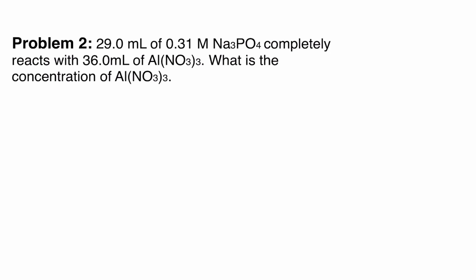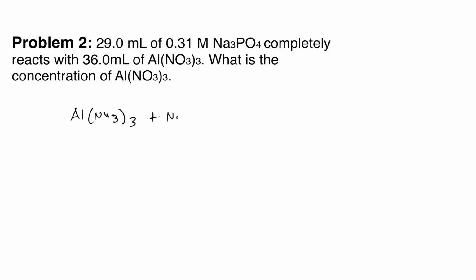So once again here, our first step is going to be to write out the balanced chemical equation, which is going to be AlNO3 plus Na3PO4 is going to produce AlPO4 plus NaNO3. Now to balance this equation, we simply need to put a 3 in front of the NaNO3, or the sodium nitrate. Now that we have that, we can start with our calculations.